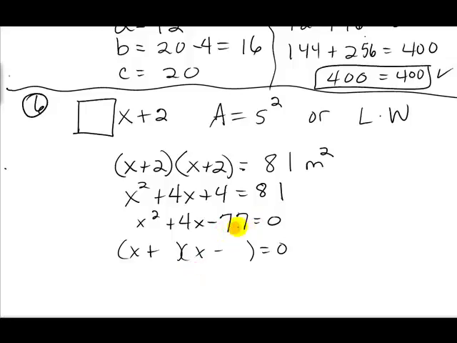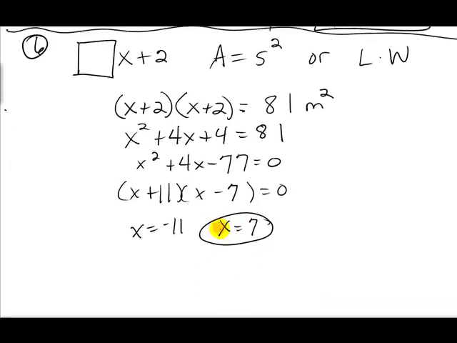77, the first thing that pops to mind is 11 and 7. And those are 4 apart, so that's great. When I put this equal to 0, I get a negative 11. Put that equal to 0, I get a positive 7. So that was my original. 7 plus 2 gives me 9. 9 times 9 is 81.